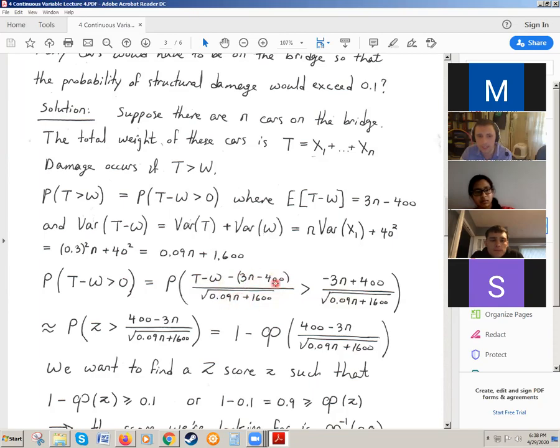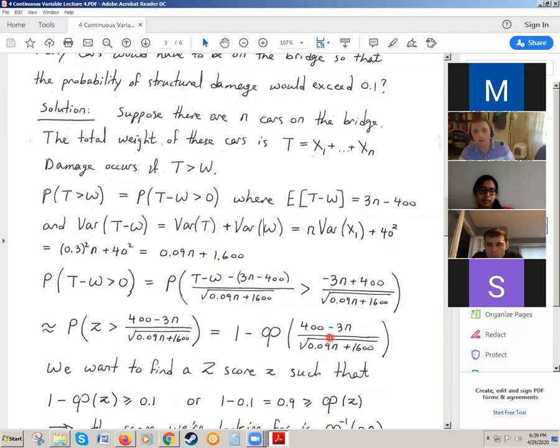And this variable on the left is essentially the standard normal distribution by approximation, right? By approximation, because T is very nearly normal and W is exactly normal, so T minus W is nearly a normal random variable. Which is Z bigger than (400 minus 3n) over this root, which then is 1 minus phi evaluated at this number. That's the probability. If I know n, I just evaluate phi at this number and I have my solution.